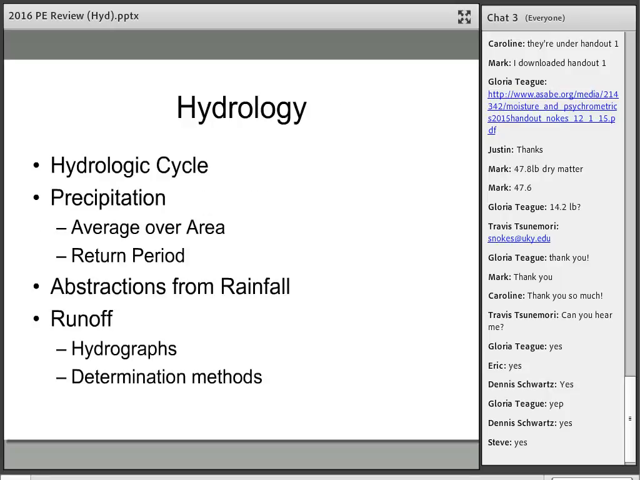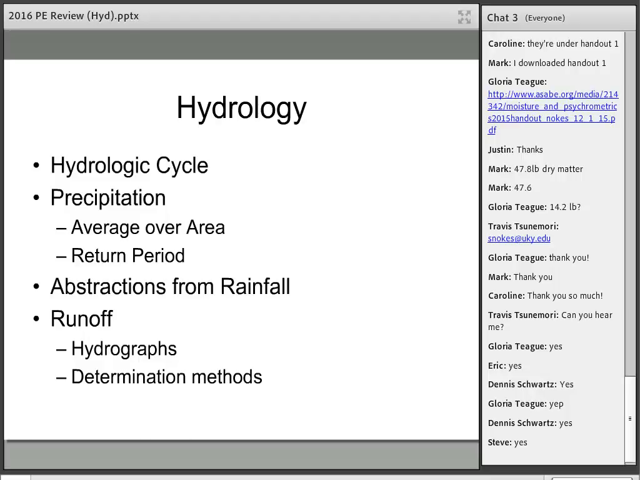So within the hydrology, the basic stuff that we're going to cover is first an overview of the hydrologic cycle. Then we'll get into some of the details of precipitation, specifically how to figure an average over an area, and then the concept of return period, which is really important when you get into design of structures. Then we'll talk about abstractions from rainfall, essentially where does it go, how do you calculate what goes which directions, and then we'll get into the specifics of runoff, which is one of those abstractions.